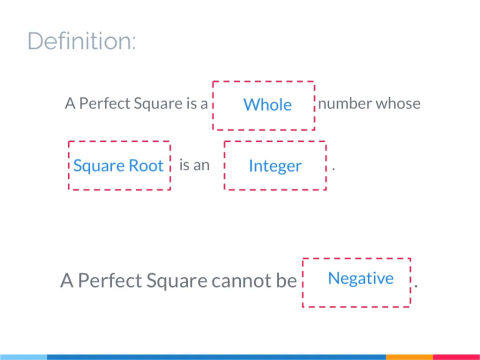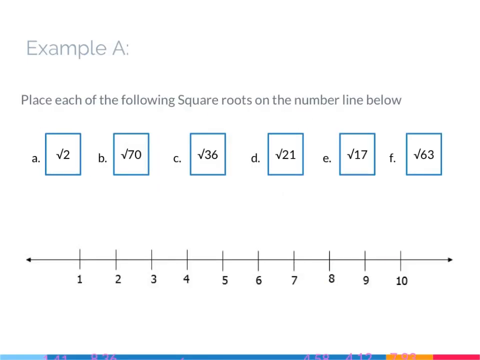Now let's take a look at example A. Example A says, place each of the following square roots on the number line. So we've got the square root of 2, square root of 70, and so on. The first thing I'm going to do is figure out what those square roots are. Rather than just trying to guess where they'll end up on the number line, I'm going to use my calculator.